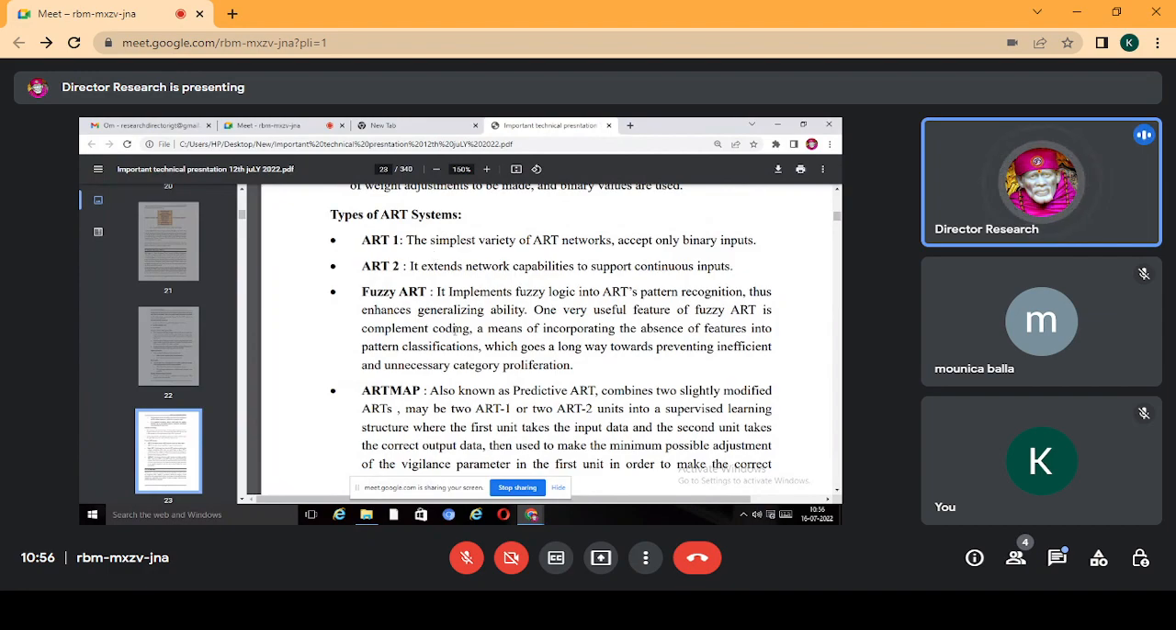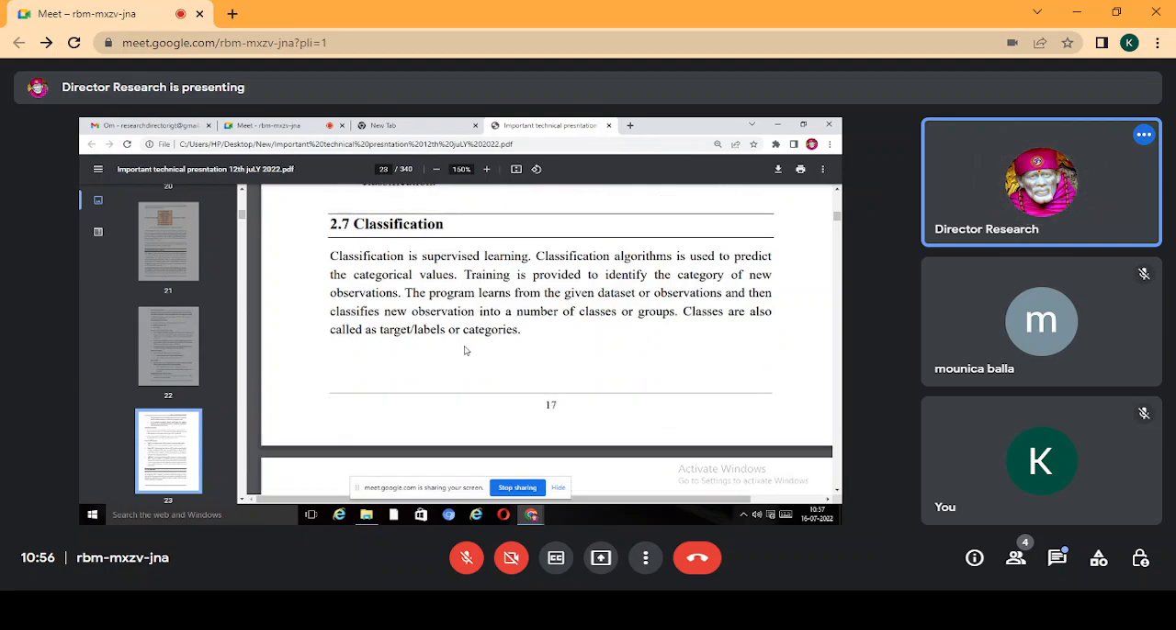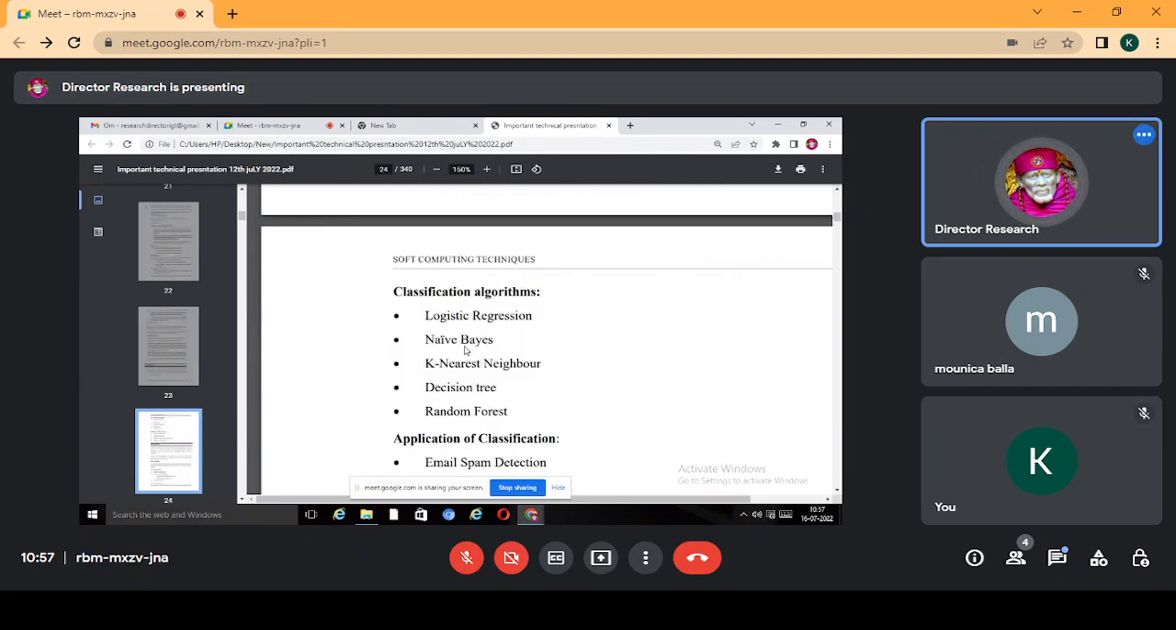Okay, the basic thing is ART1 and ART2 are functions. Classification is supervised learning. Classification algorithms are used to predict the category values. Training is provided to identify the category of new observations. The program learns from the given data set or observations and then classifies new observations into a number of classes or groups. Classes are also called targets, labels or categories. Supervised learning: this one is classification algorithms.